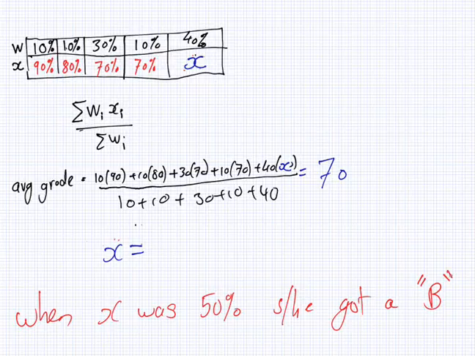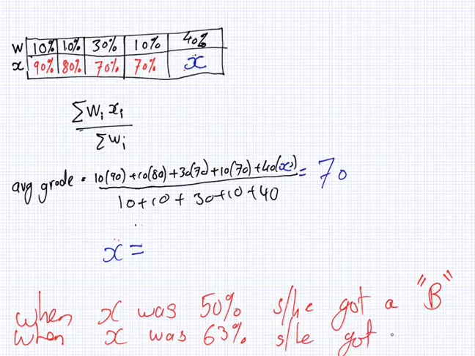What did you get? 62.5. Now you can't get 62.5 in the final exam, you can only get 63. So when x was 50, they got a B, and when x was 63%, he got an A. But he doesn't need this, because when he enters the A, then he will be smart.